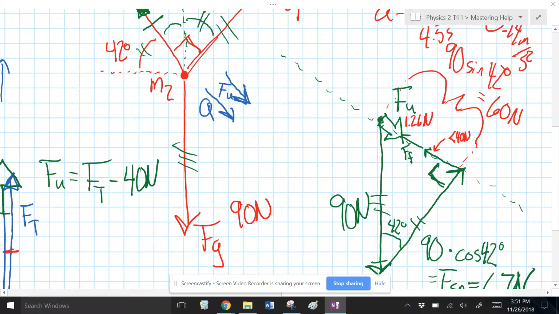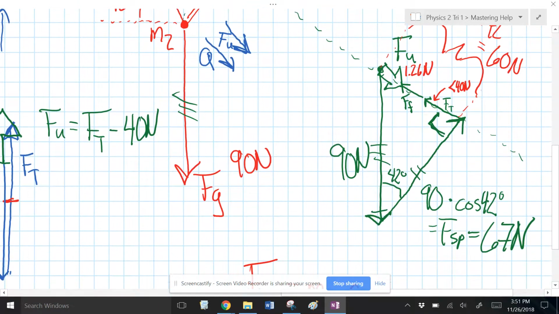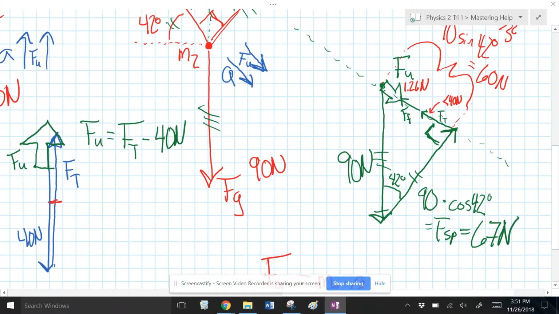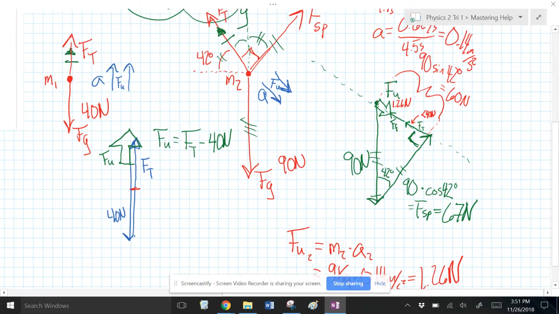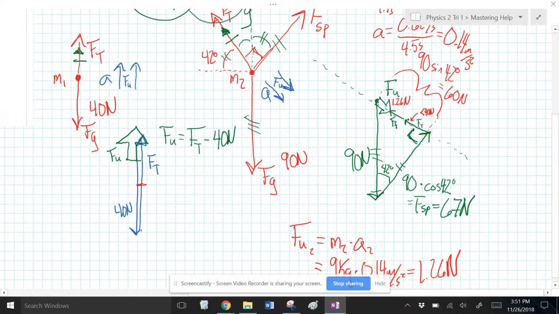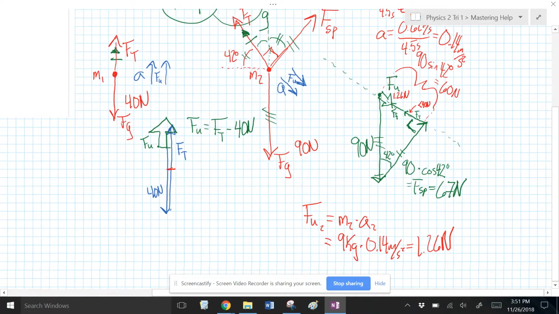The FU, the 1.26 newtons, the tension force here, and the friction have to be oriented like that for this diagram to make sense. So now if I look at this, I can write an algebraic expression for the FU over here. Well, no, I know the FU is 1.26.